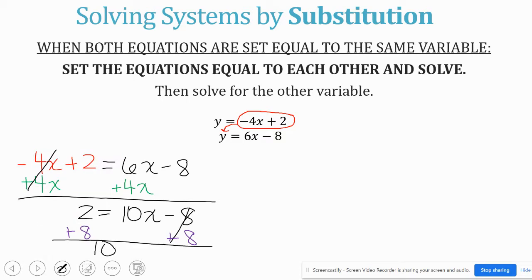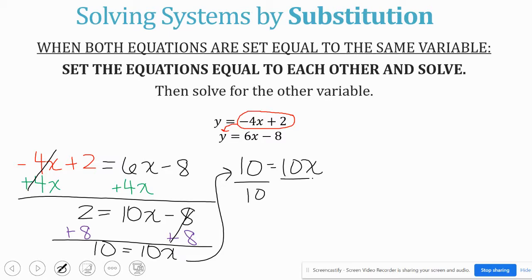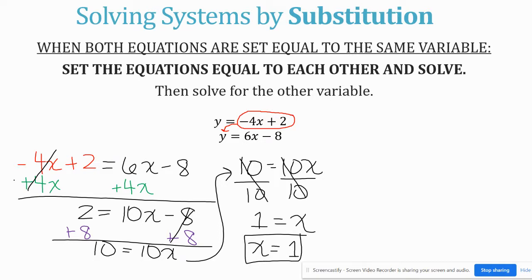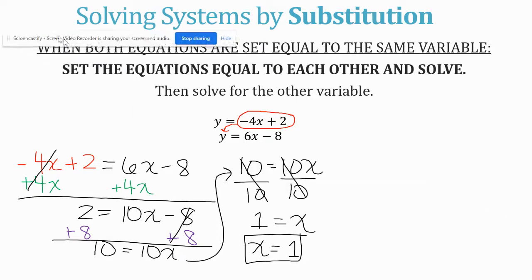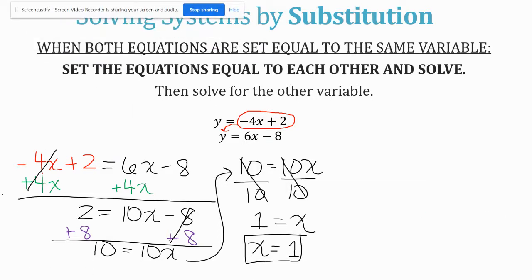Cancels, we get 10 equals 10x. I'm going to just move this over here so a little bit more space. 10 equals 10x. Divide by 10 on both sides. That cancels, this cancels. 10 divided by 10 is 1. So we get 1 is equal to x, which is the same as x equals 1. Maybe we could switch those around. Okay, so that's our first variable. So all we did was set our equations equal to each other and solve for that first variable.